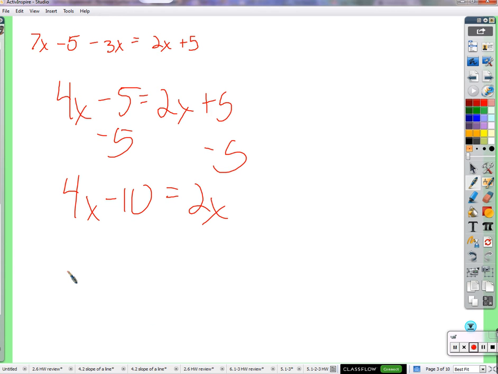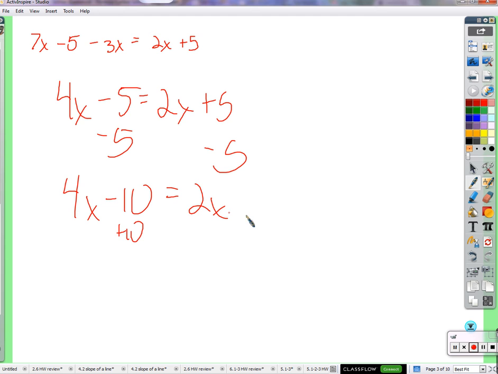Would you minus 2x from 4x? You could, but in that case, you're going to wind up with everything on one side and 0 on the other. What I'd like to have is x's on one side, numbers on the other side. Would you divide it? No, I would not. Oh, I know. Tyler? Plus 10 to 2x.